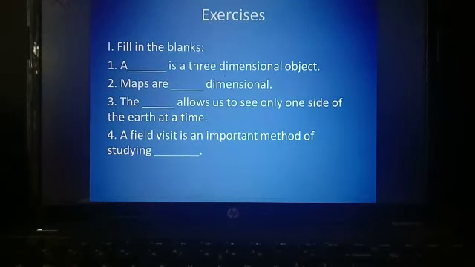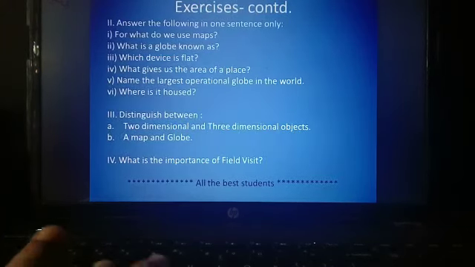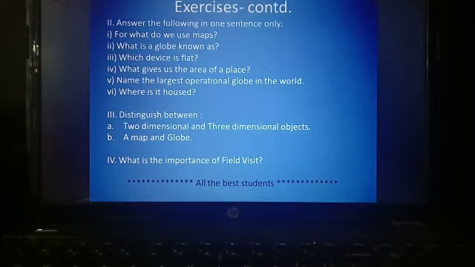First one, fill in the blank: a dash is a 3-dimensional object. Second one, maps are dash dimensional. The dash allows us to see only one side of the earth at a time. A field visit is an important tool of studying dash. What answer will come here? Geography. Right?